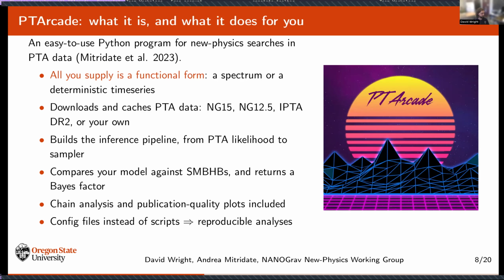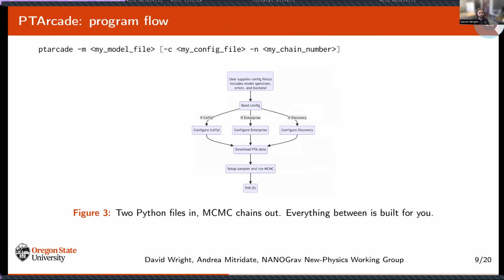Makes things really reproducible. So at a basic level, how does it work? PTArcade is meant to function as a command line tool. So you'll have a PTArcade command, an M flag, you pass in that model file that has the spectrum or the time series that you're going to search for. Then that config file, and then also we give you an N flag that lets you say what the chain number is, which helps with naming things if you're going to run multiple chains at once.